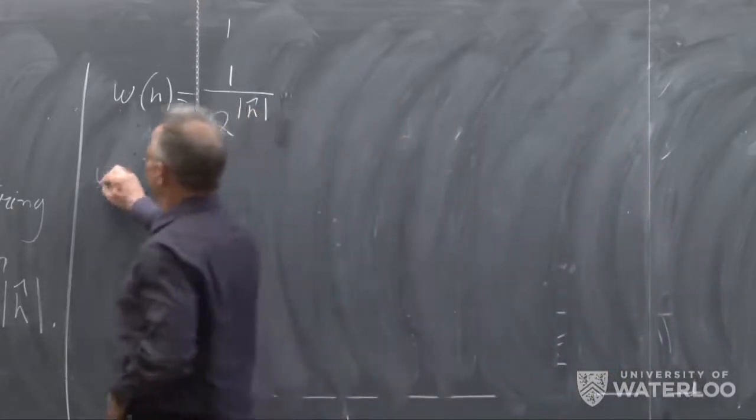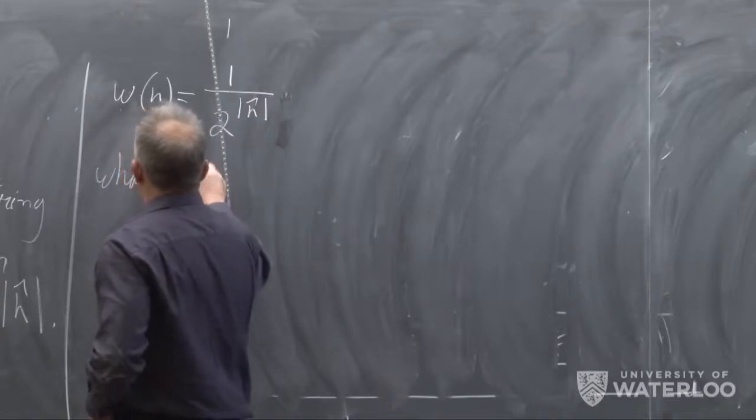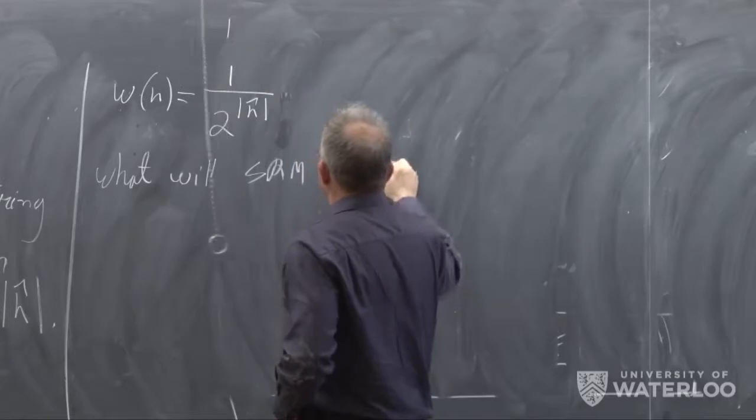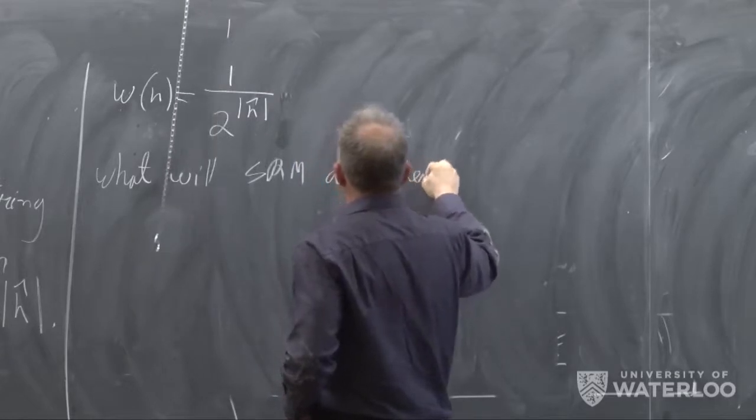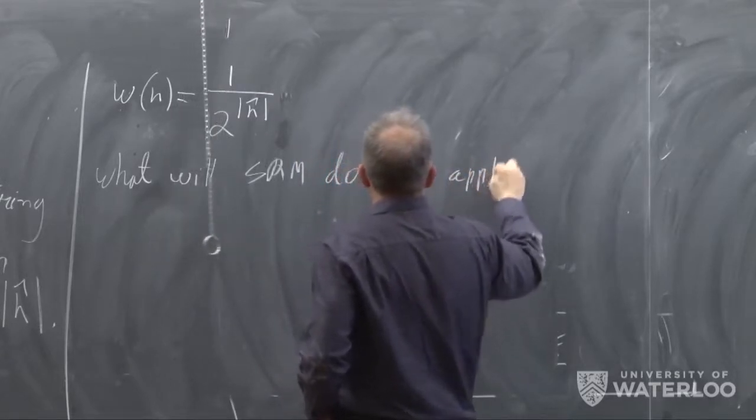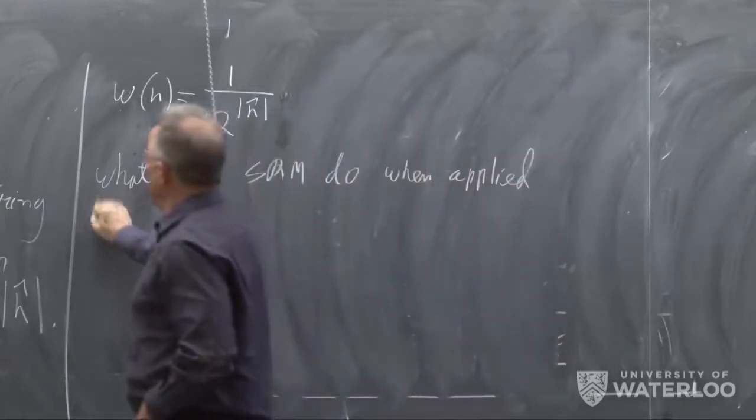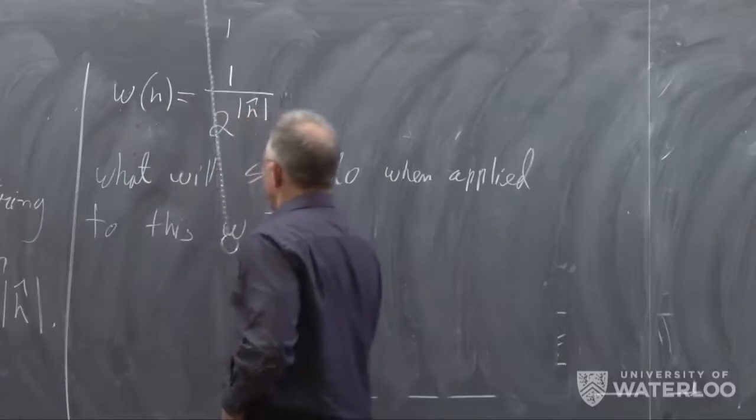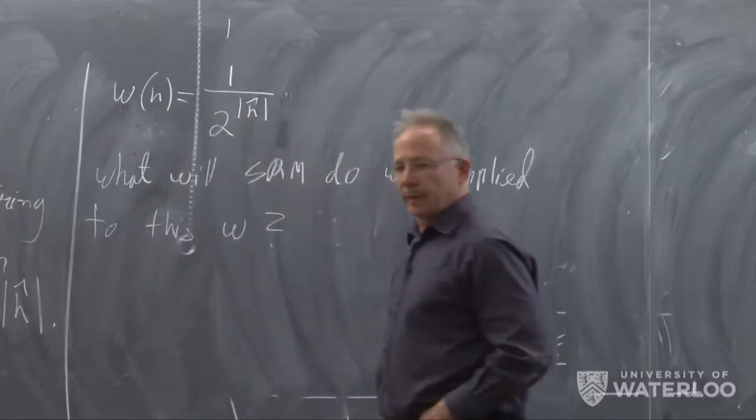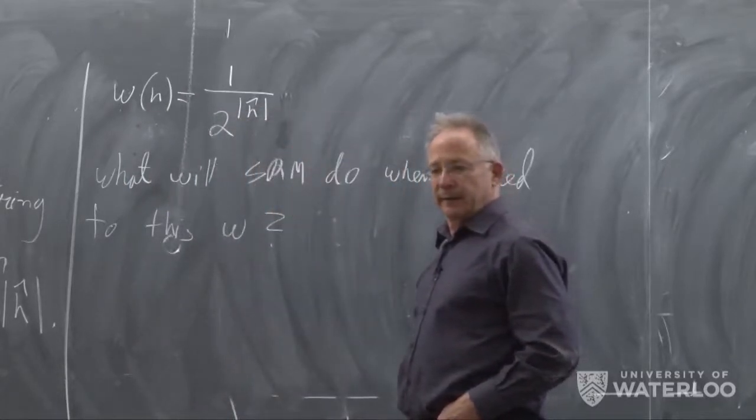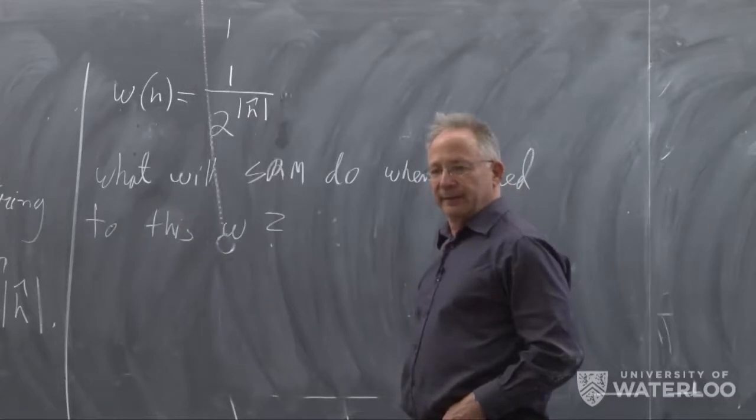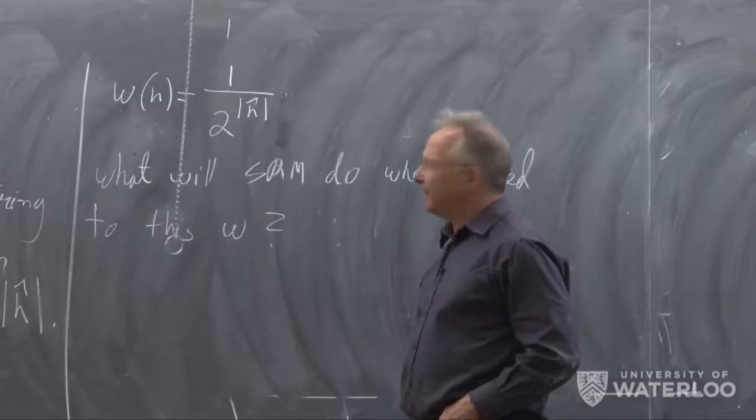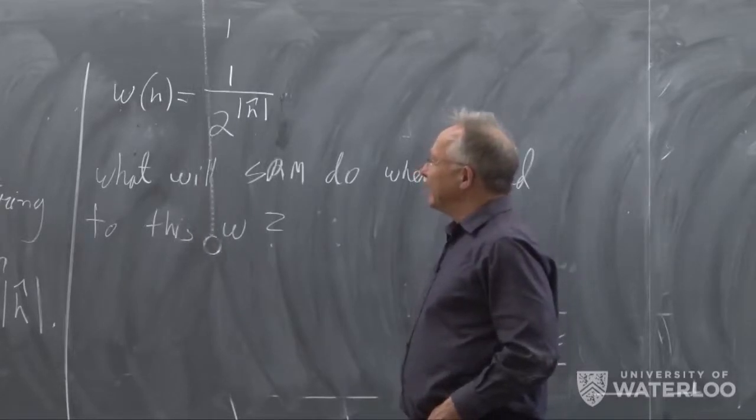So what will SRM do when applied to this function W? Yes? So the value of improving the loss by a factor of 2 is just as good as decreasing the size of the binary string?